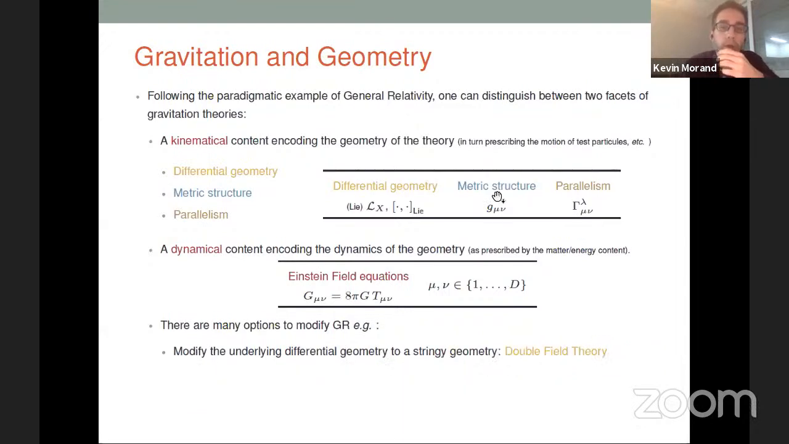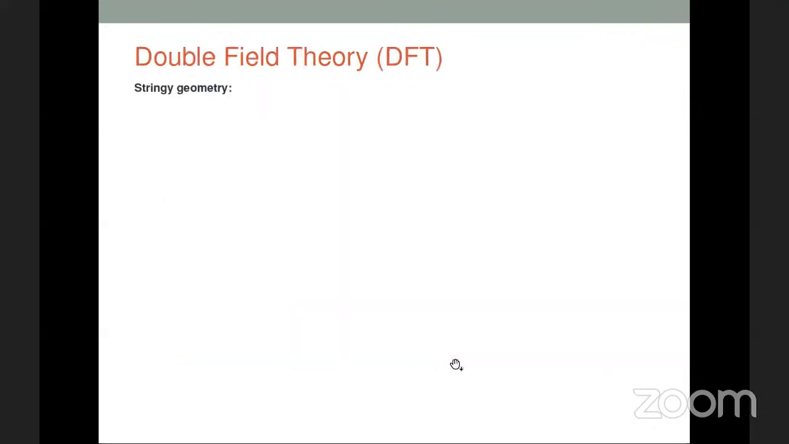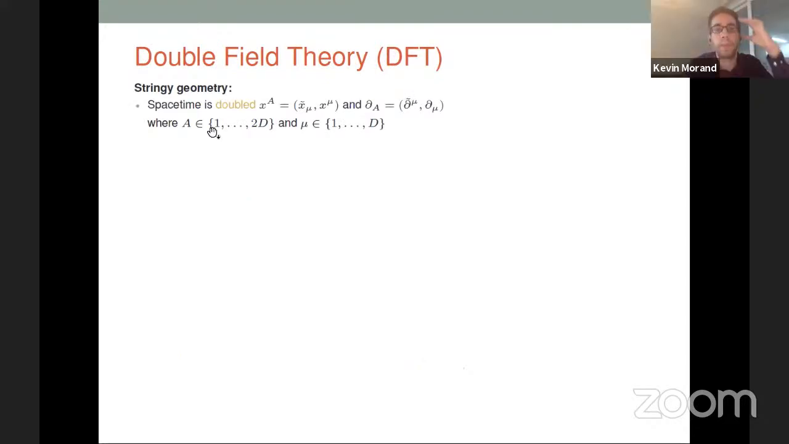But maybe another possibility, maybe a more radical one, is to modify the very first basic layer of structure, the differential geometry one. This is precisely what happens in double field theory, where we substitute for the usual differential geometry some new kind of stringy geometry. So I will review this briefly.